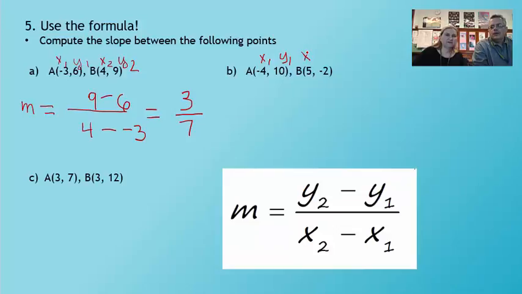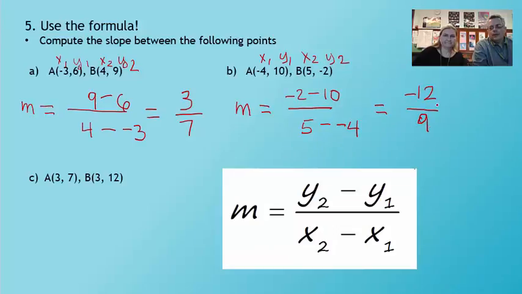Okay, so let's label the next set. Remember the ones indicate they came from point 1. The twos indicate they came from point 2. And so y2 minus y1 would be -2 minus 10. And the denominator, 5 minus -4. Okay, we got this. That'd be -12 over 9. And I believe that'd be -4/3.